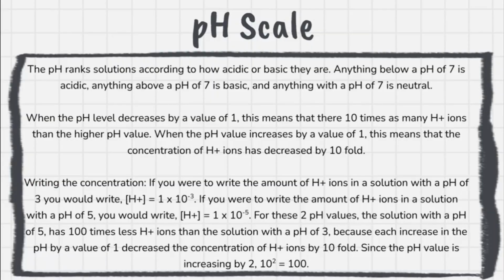For these two pH values, the solution with a pH of 5 has 100 times less hydronium ions than the solution with a pH of 3. This is because each increase in the pH value by a value of 1 decreased the concentration of hydronium ions by tenfold. Since the pH value is increasing by 2, 10 to the power of 2 equals 100.